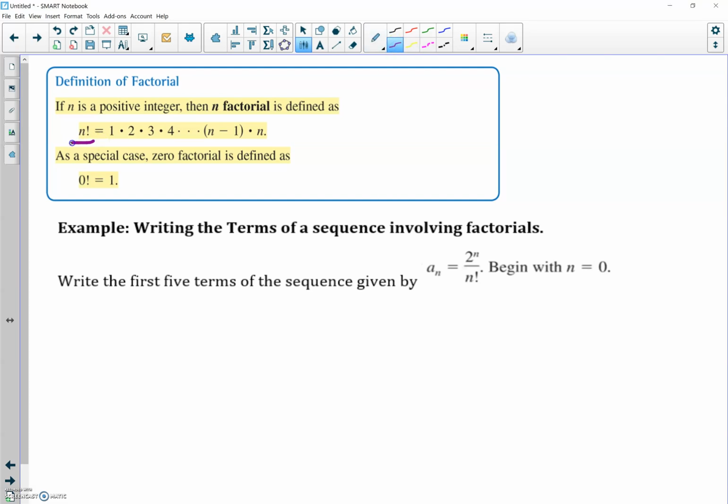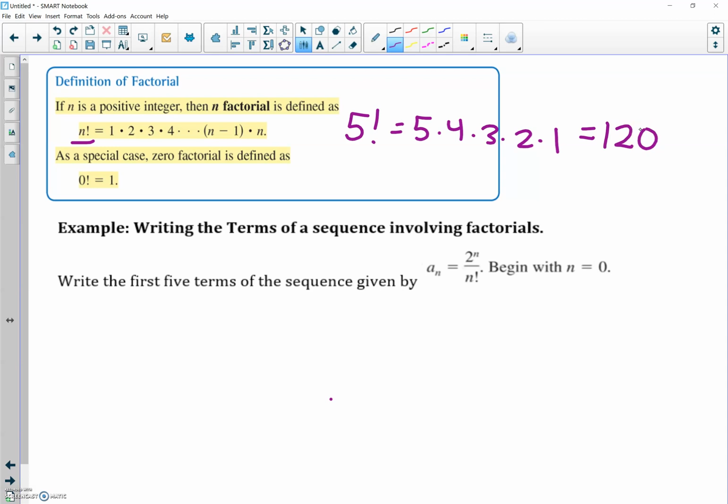N with the exclamation point after it is said n factorial. It is the product of all of the positive integers multiplied together from 1 up through n. Notice the special case that 0 factorial equals 1. So for example, 5 factorial is the product 5 times 4 times 3 times 2 times 1 equals 120.